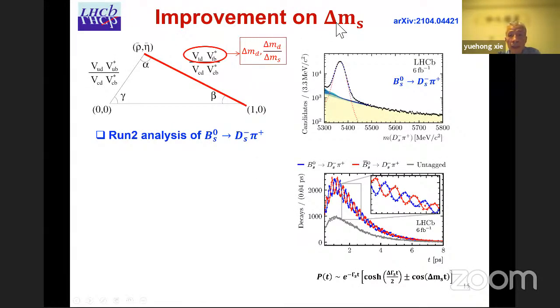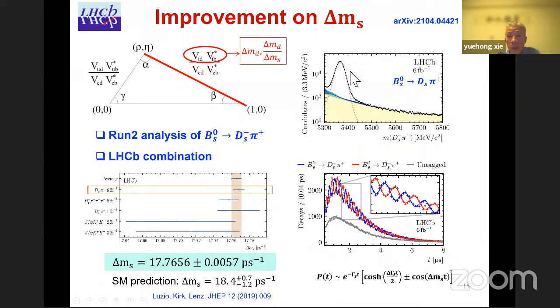Another improvement comes from the recent measurements of delta m_s using the full Run 2 data sample. The best channel to measure this is the flavor-specific decay of B_s to D_s pi. This is done by measuring the oscillation frequency of flavor-tagged B_s to D_s pi. This frequency is related to delta m_s. Combining the results from this analysis with the previous one, we get the most precise measurement of delta m_s, which is consistent with but much more precise than the standard model prediction, as you can see.